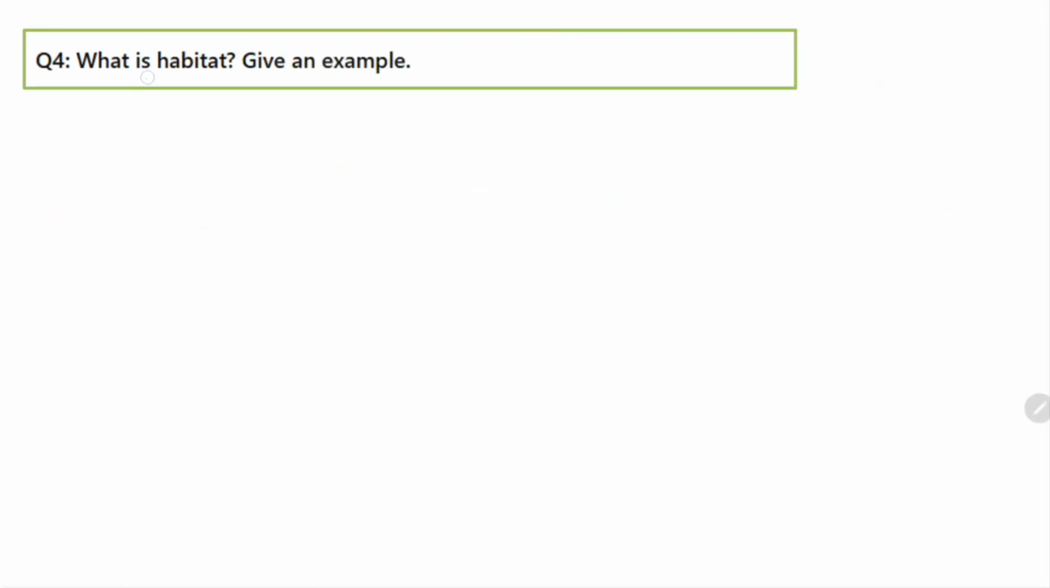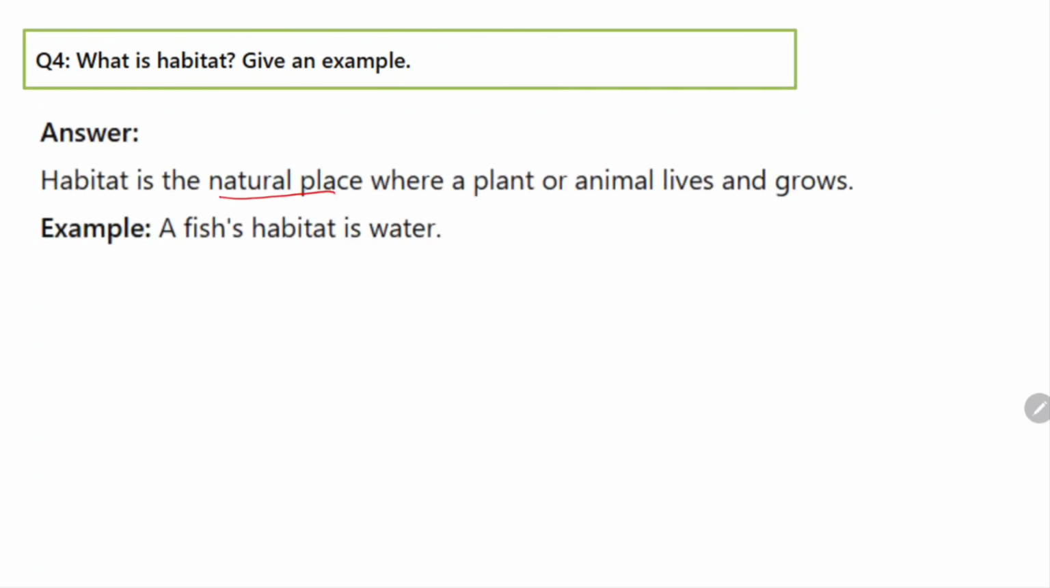Fourth question, what is habitat? Give an example. Habitat is the natural place where a plant or animal lives and grows. Example, a fish's habitat is water. Habitat is the place where plants and animals are living. It is their habitat. For example, I have given here fish and its habitat is water.